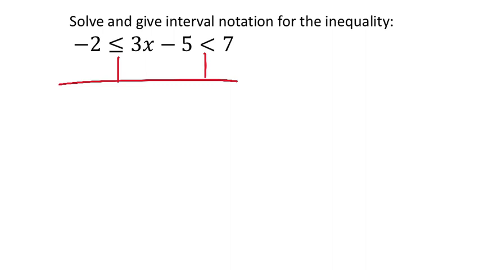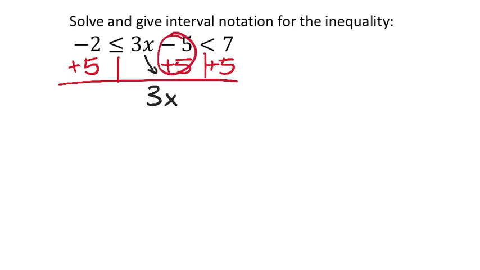So I've separated into 3 parts. Whatever I do to one of these, I have to do it to all 3 of them, okay? And the first thing I'd want to do is isolate my 3x's right here. Just want those 3x's to be by themselves. I don't want that minus 5, so add 5 to all 3 parts.